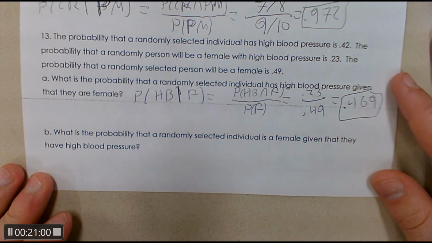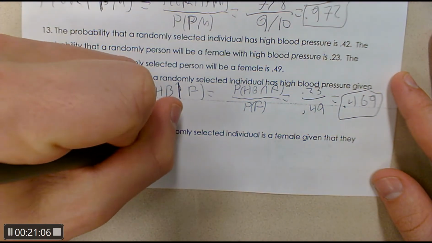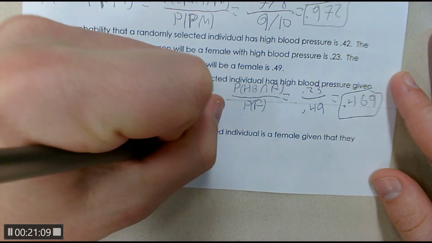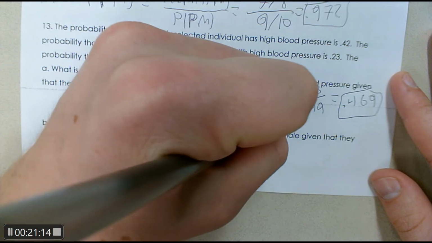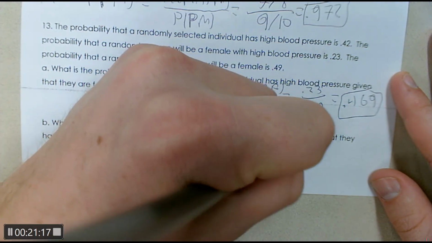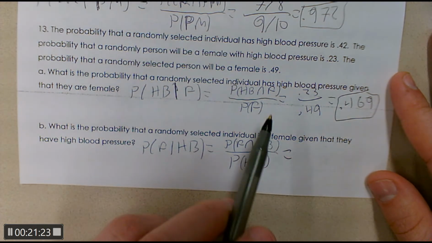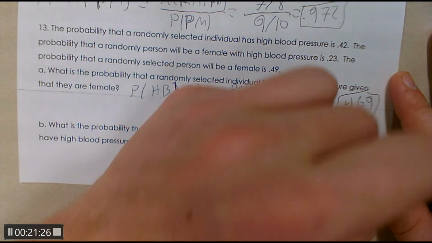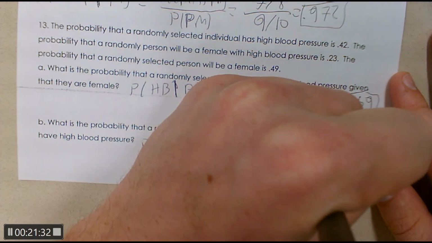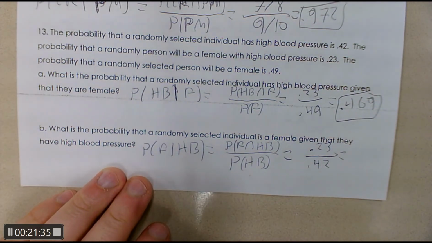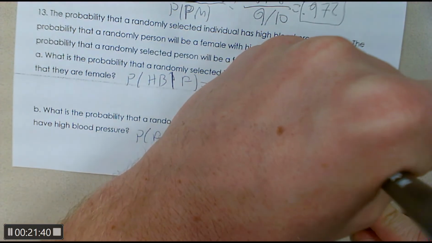Moving on, what is the probability the randomly selected individual is a female given that they have high blood pressure? So this is going the other way. Probability of female given high blood pressure. That's going to be the probability of female intersect high blood pressure over probability of high blood pressure. This female intersect high blood pressure is the same as high blood pressure intersect female, so this is still just 0.23 over, now, the high blood pressure, which is 0.42. 0.23 over 0.42 is 0.547, 0.548.